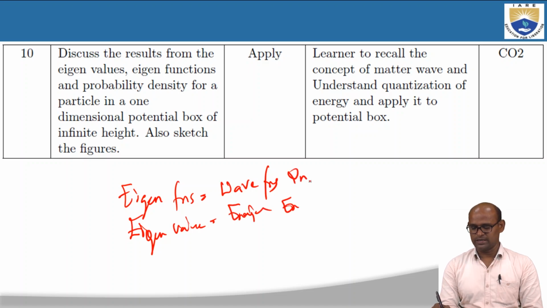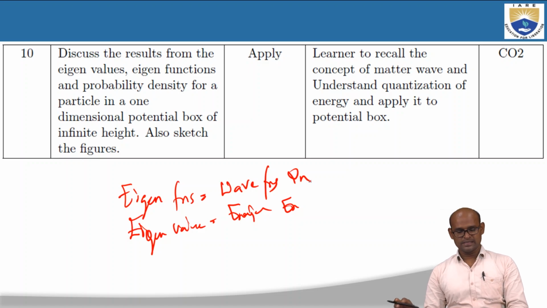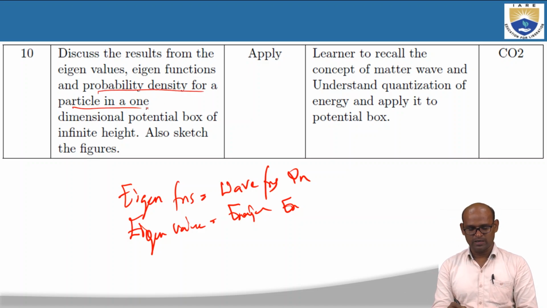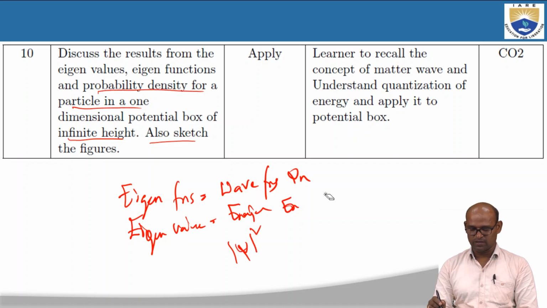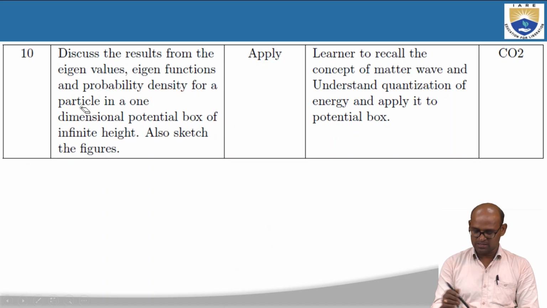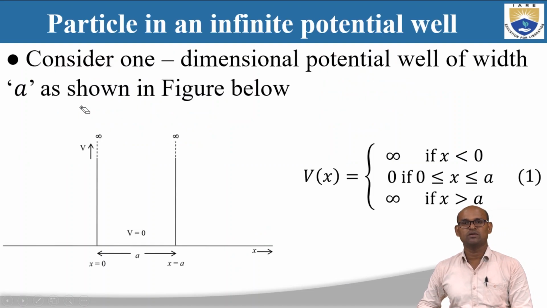We need to calculate En and psi n, and also find the probability density for a particle in a one-dimensional box and sketch the figure. So we need to calculate mod psi square. We need to plot these figures. Okay, fine. First, again, we have to repeat this particle trapped in an infinite potential well.